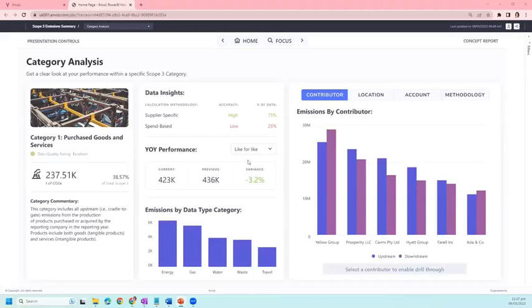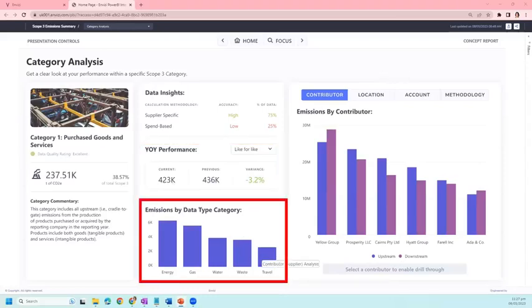Gas Protocol, the YOY or year-over-year performance trend of emissions in this category, and the ability to limit the comparison to only those data sources where the calculation methodology has remained the same over the period, or in other words, a like-for-like comparison. And the top data types that make up the category for this emission.